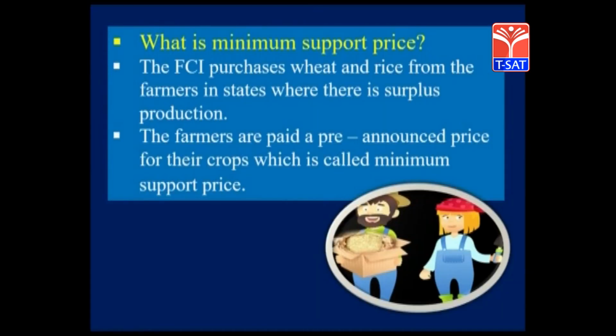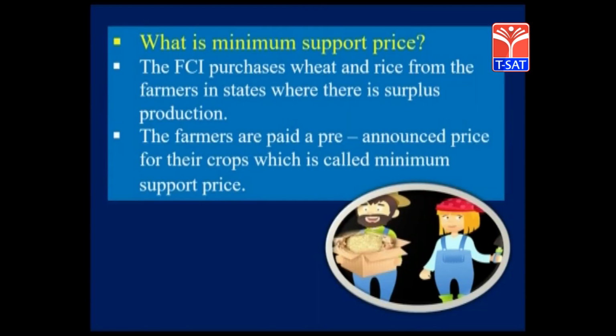Now let us study the next topic, which is called minimum support price. What is minimum support price? The FCI purchases wheat and rice from the farmers in states where there is surplus production. The farmers are paid a pre-announced price for their crops, which is called minimum support price. So what does the government do? The government will purchase the surplus food grains, meaning more than the required amount, extra food grains from the farmers.